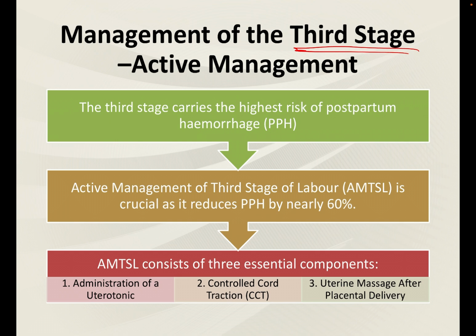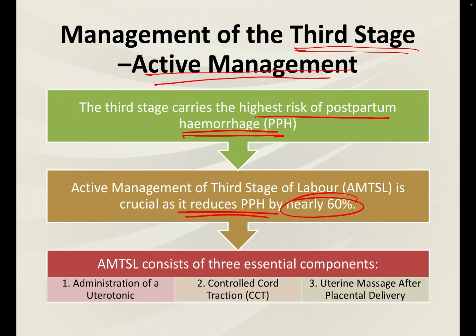Management of third stage of labor. Active management is suggested here. The third stage carries the highest risk of postpartum hemorrhage. So, active management of third stage is crucial to reduce the PPH by nearly 60%. It consists of three essential components. First is administration of uterotonic, controlled cord traction, and uterine massage after placental delivery.